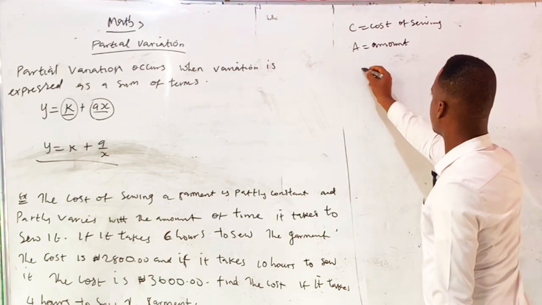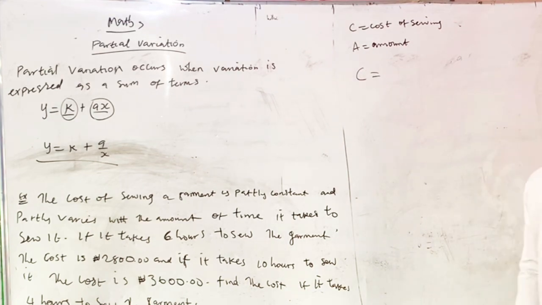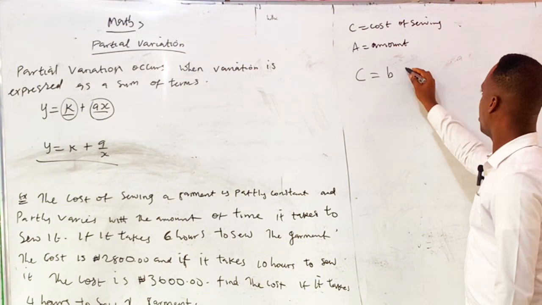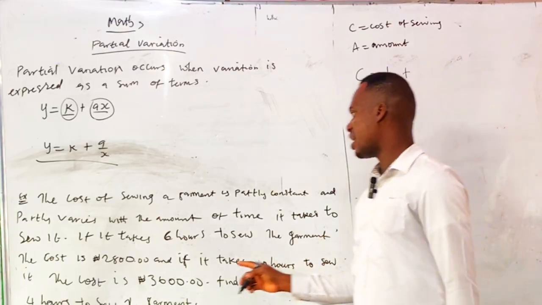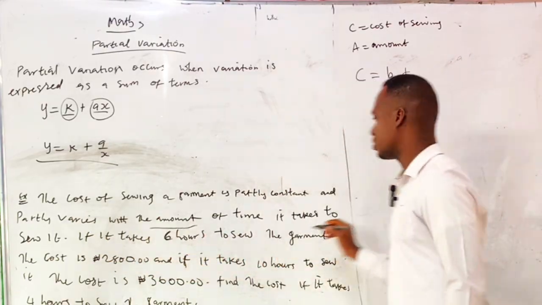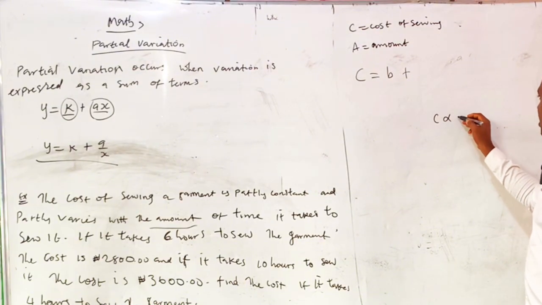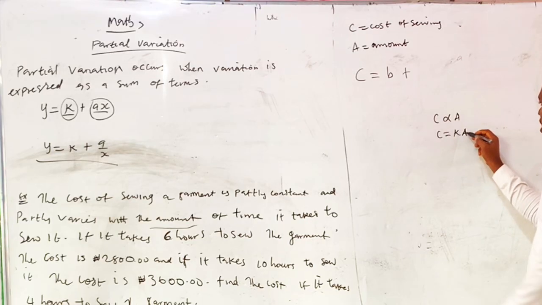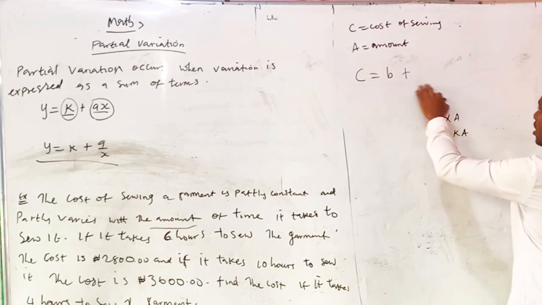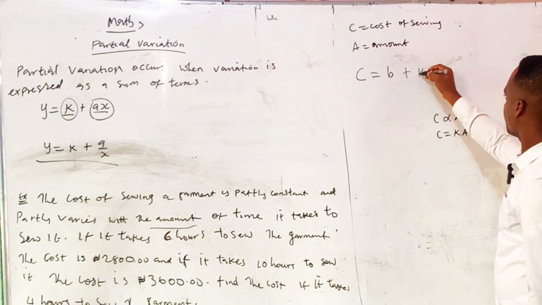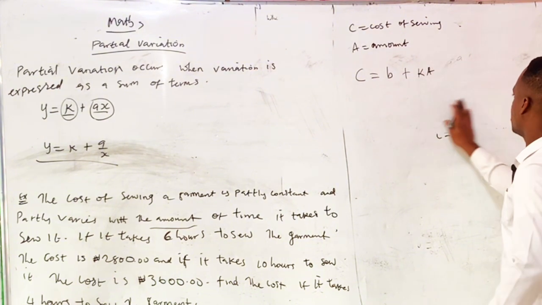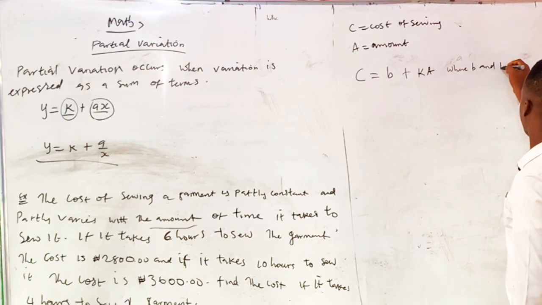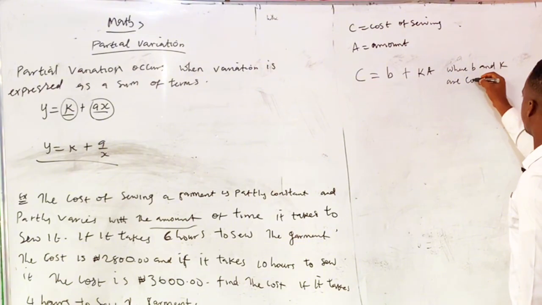So the cost C is partly constant. We choose a letter for our constant. What do we choose? Let's choose B. B is a constant, plus, they said varies with what? Amount. If it varies with amount, that means C varies directly as A. Then we introduce a constant. C is equal to, let's say, KA. That's what we're going to have. So if it varies with amount, then this part is going to be KA. Okay? So in this equation, B and K are constants.